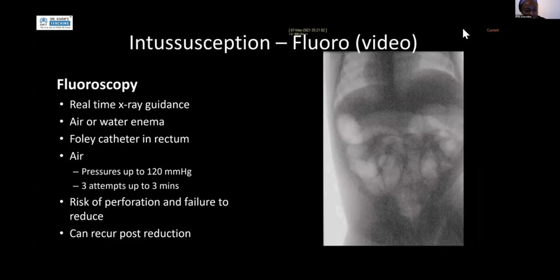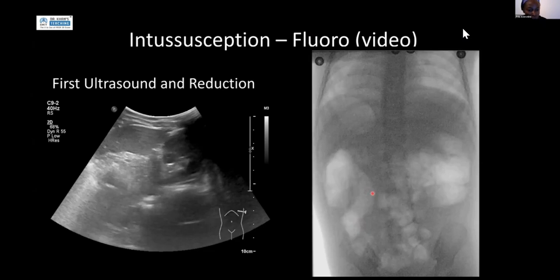We do ours under sedation, so we give oromorph or oral sedation to try and make the child calm, and we only do it in very young children. Anyone who's too big or won't react to the sedation, we don't do it. So I think our cutoff is about 2 to 3 years old.